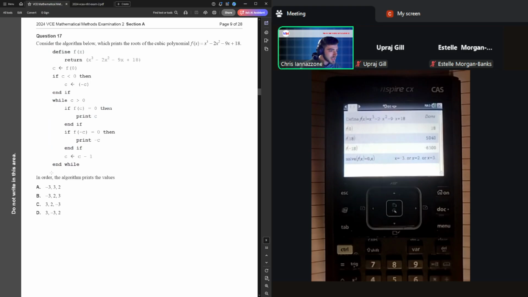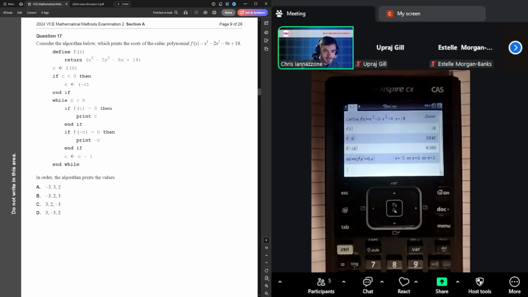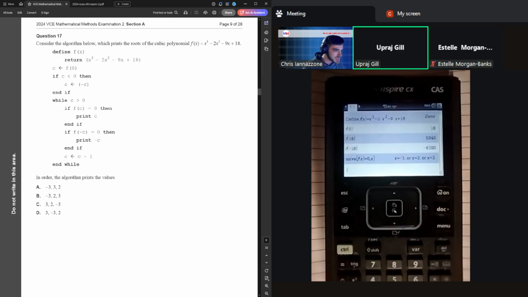Because if you look at the answers we have, -3, 2, and 3, you can't just give them in that order because that won't necessarily pay off. Can anyone tell me what the valid order would be for this? Is it option C? Option C. So it's going to be 3, then 2, then -3.